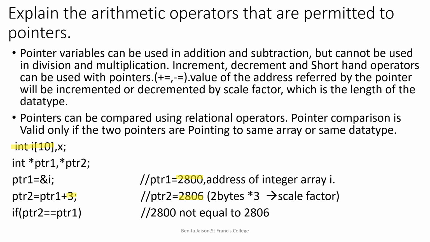So we can see that if ptr2 is equal to ptr1, it will not show an error, as both pointers are pointing to the same array of the same data type.